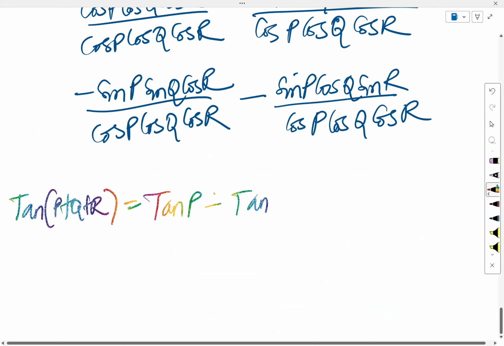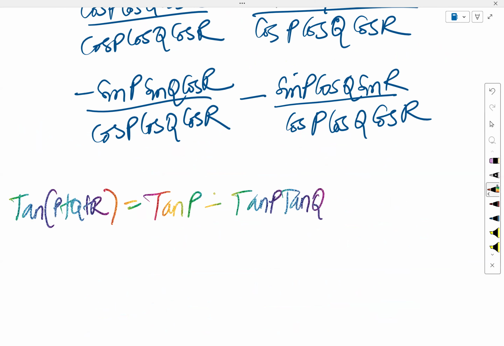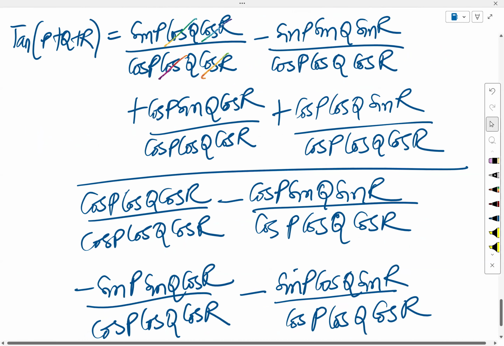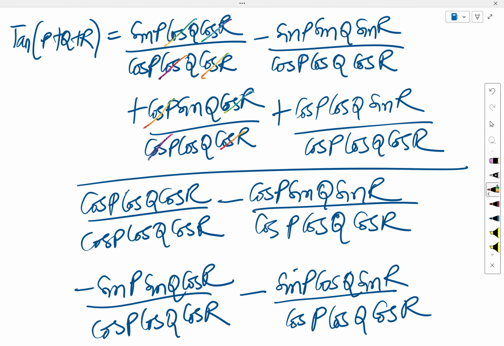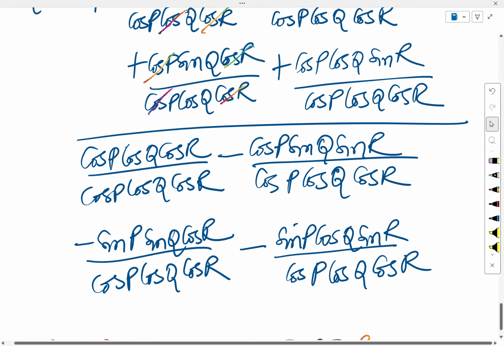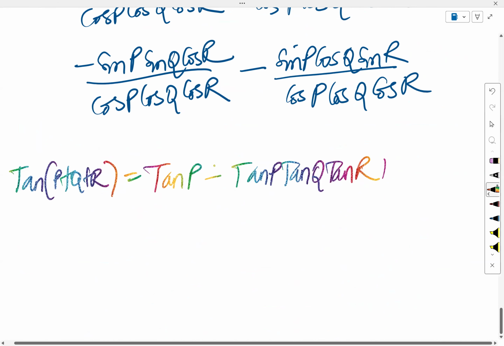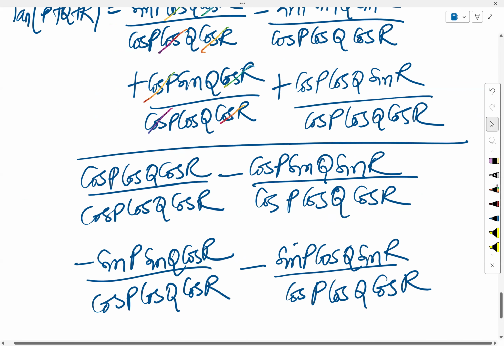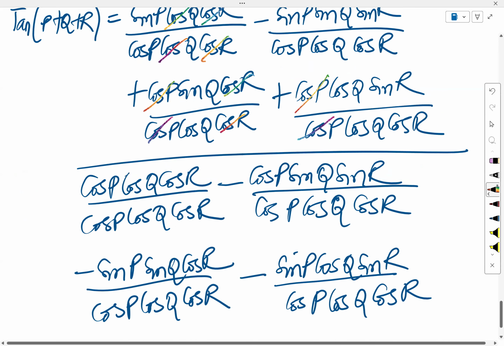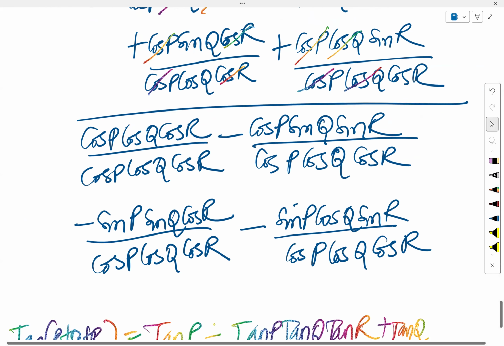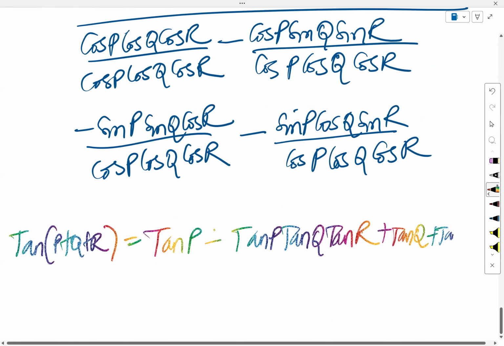We have minus tan P tan Q tan R. And the next thing here, cos cancels cos P, cos R. Then we have sine Q over cos Q, so that is plus tan Q. Lastly there, we have cos P canceling cos P, cos Q canceling cos Q, and we have sine R over cos R, that is plus tan R.